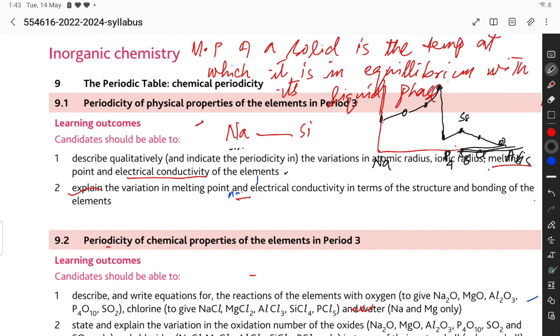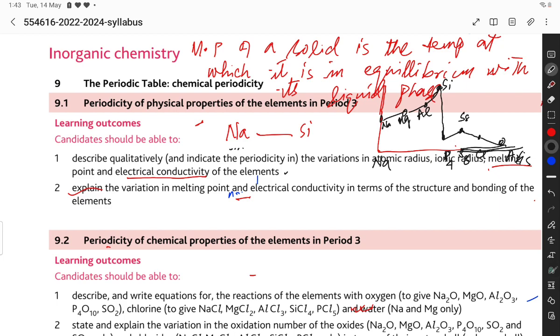And silicon is a giant macromolecule, so that's why it has a high melting point. Sodium, magnesium, aluminium have high melting points, and in period 3 silicon is highest as it is a giant macromolecule. These are metallic lattices, so their melting point increases as the electrostatic force of attraction increases due to the increasing number of valence shell electrons.